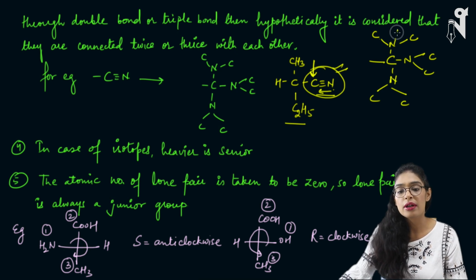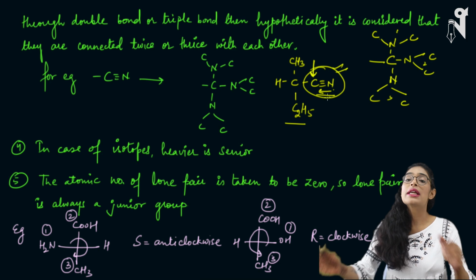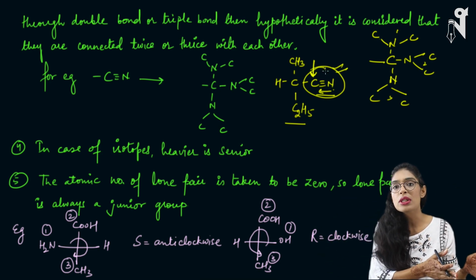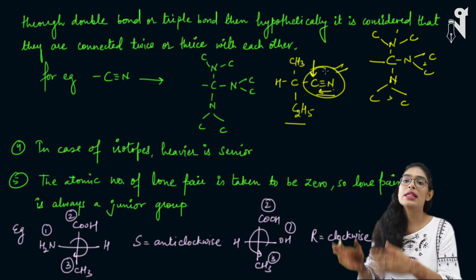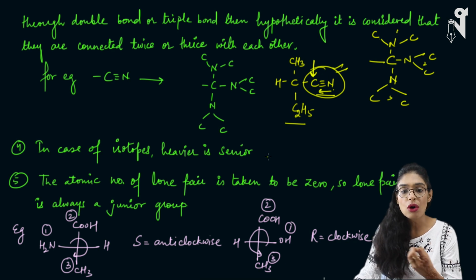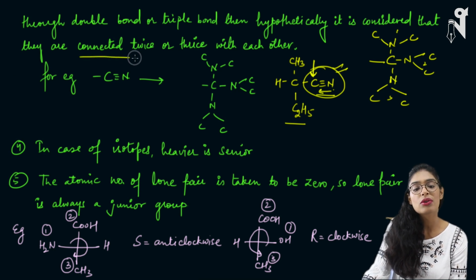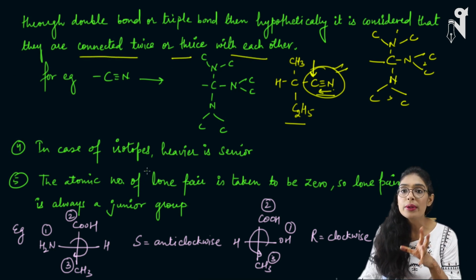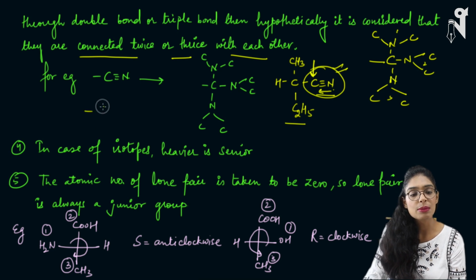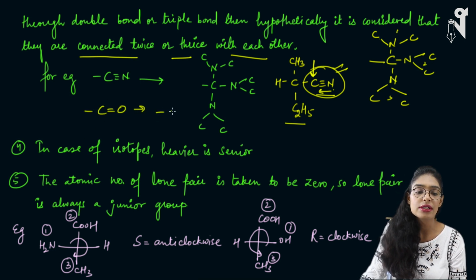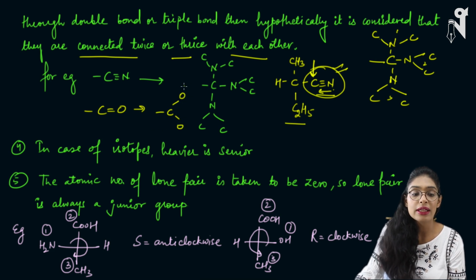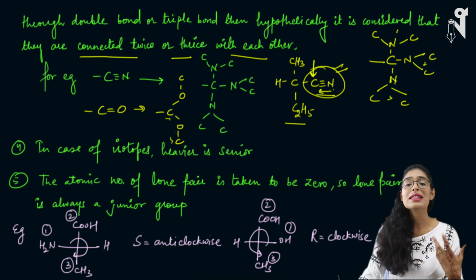So one nitrogen here, another nitrogen here, a third nitrogen here, and because nitrogen was also connected to the carbon with three bonds, now on each nitrogen the connectivity should be with three carbons. That's how we resolve it. We hypothetically consider that they are connected twice or thrice with each other, so we open the structure. Similarly, if I have C double bond O, how will I write it? I will write it as if the carbon has made two bonds with two individual oxygens, and then each oxygen must be connected to two different carbons. One is here, one is here and one is here. That's how we'll be solving.